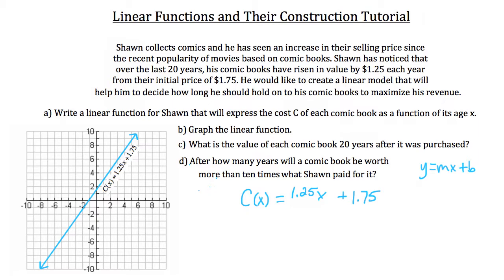So now that we've graphed our linear function, the next question is, what is the value of each comic book 20 years after it was purchased? Now you'll notice that our graph only goes up to 10 years. Had it gone up to 20, we could just follow the 20 line on the x-axis straight up until it reached the graph, and then follow that point on the graph over to its y coordinate, and that would be the value of the comic book. However, since our graph doesn't go up to 20, we want to plug in 20 for our x value, because that's our age in years for each comic book. So the cost of our comic book after 20 years will be equal to 1.25 times 20 plus $1.75.